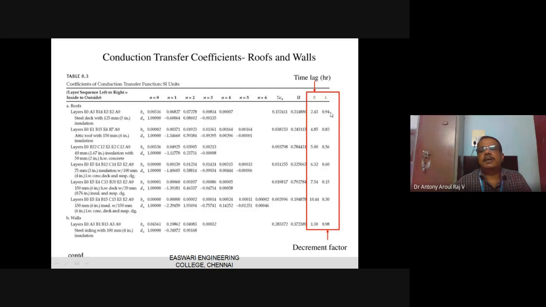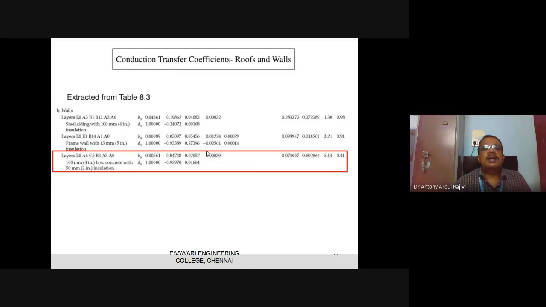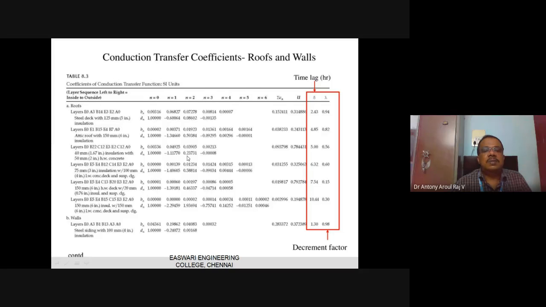So this is the decrement factor. Like that, they are given for various layers of roof and layers of wall. So these are all samples.